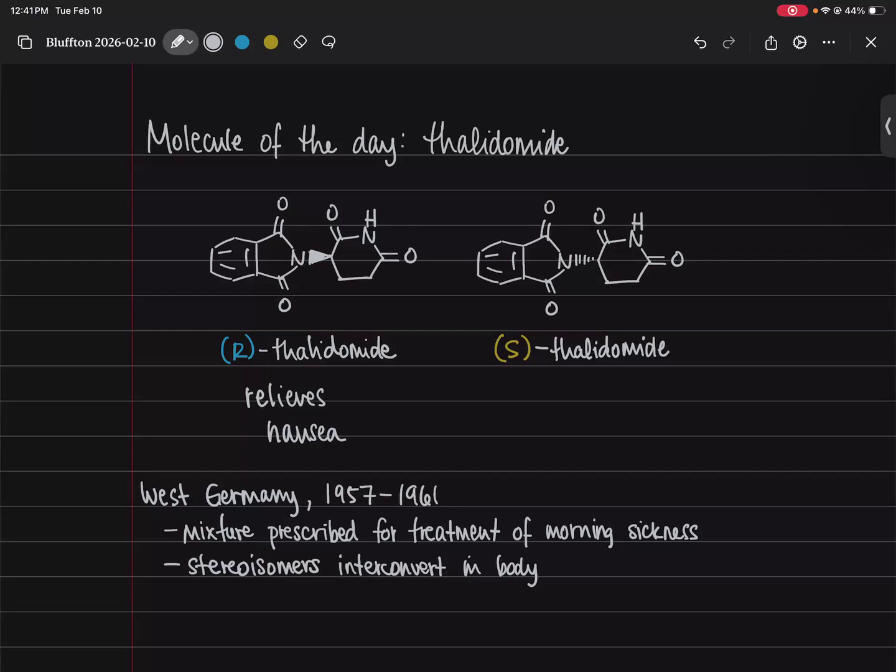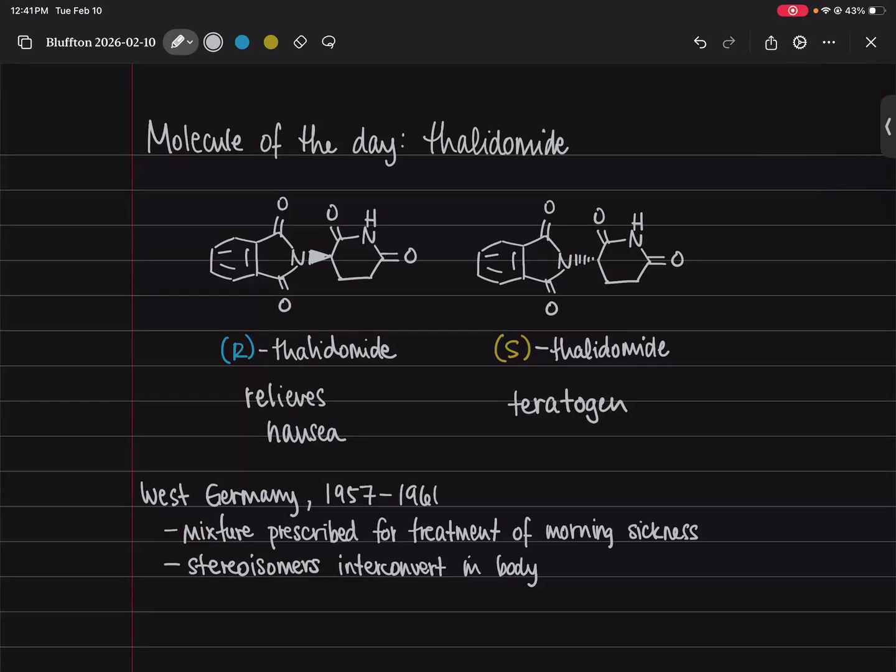R-thalidomide is active, it's an antiemetic. It relieves nausea and vomiting. S-thalidomide is a teratogen. And a teratogen is something that causes, ironically, birth defects.